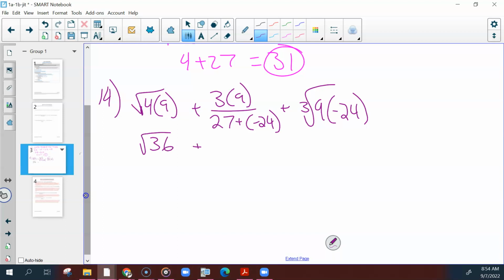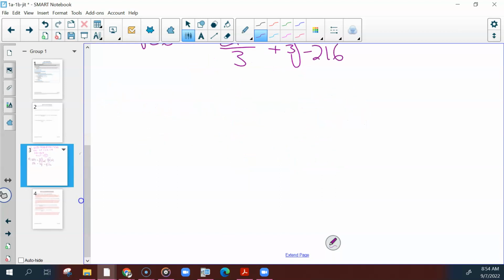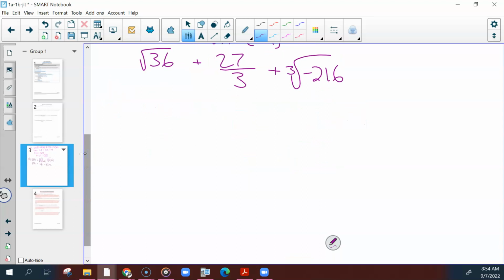Some of you started doing this all at the same time. Some of you did these two and then the middle, whichever, that's fine. I kind of did this all at the same time. So this multiplied to be 27. This is really subtracting. This multiplied to be the cube root of negative 216. Then if you were using your calculator, square root of 36 is 6, this becomes 9, and this becomes negative 6. So your final answer was 9. Questions on that one?